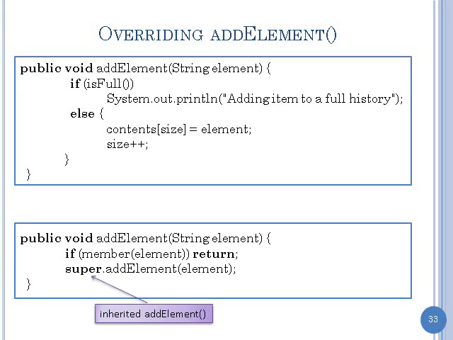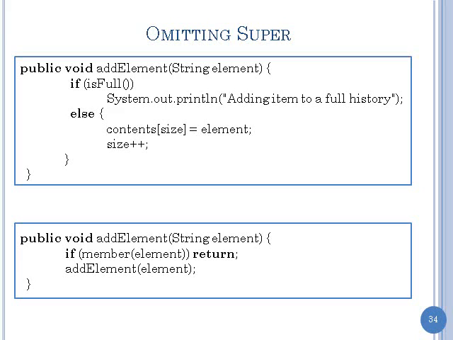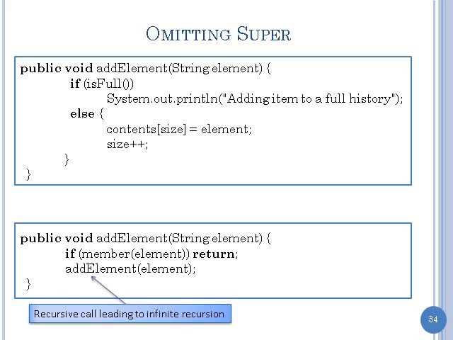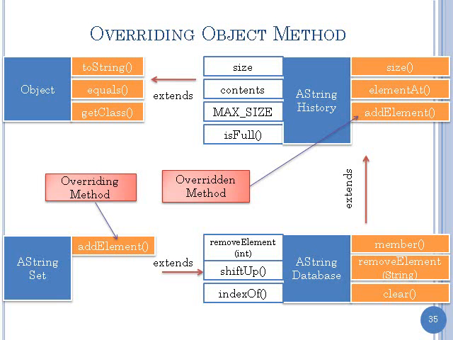Okay, so this is the inherited add element, which is the ideological thing: this is what I've inherited from my superclass chain. And if we had done exactly what you had said, forgotten about this, we would have a recursive call leading to infinite recursion. Okay, so now we are armed with even more knowledge.